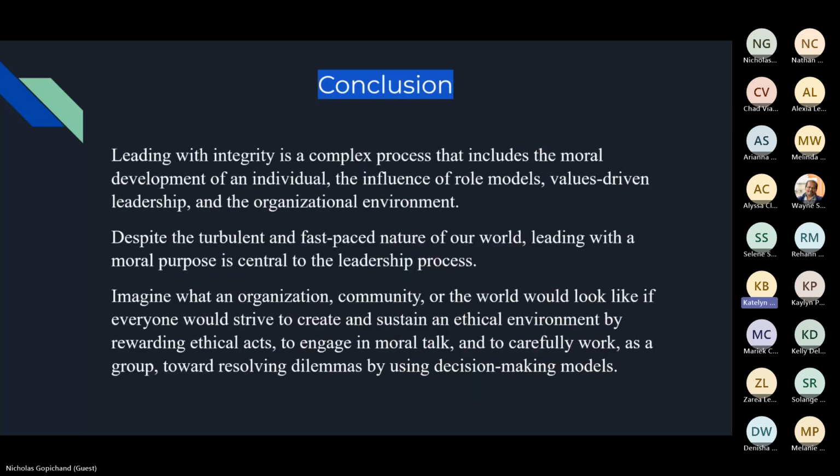To recap, leading with integrity is a complex process that includes the moral development of an individual, the influence of role models, values-driven leadership, and the organizational environment. Despite the turbulent and fast-paced nature of our world, leading with a moral purpose is central to the leadership process. Imagine what an organization, community, or even the world would look like if everyone could strive to create and sustain an ethical environment by rewarding ethical acts, engaging in moral talk, carefully working as a group toward resolving dilemmas by using decision making models.